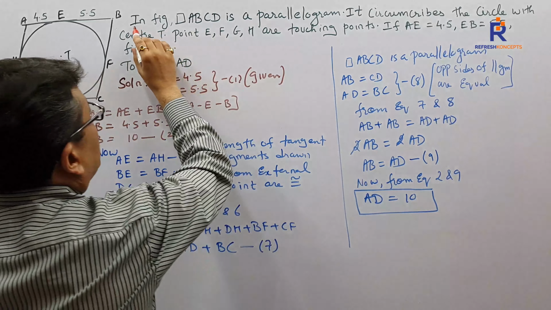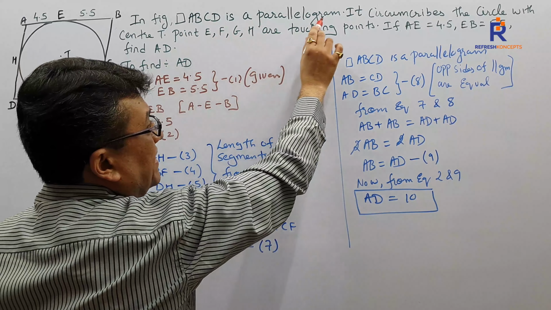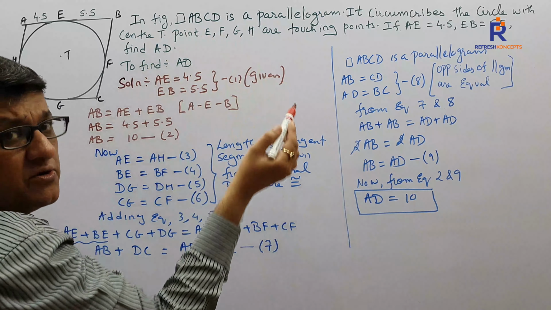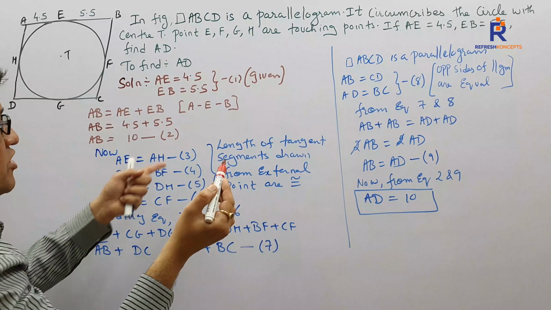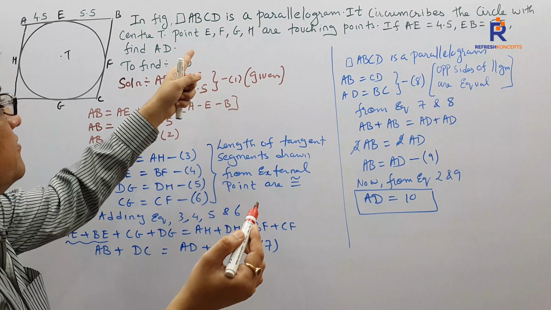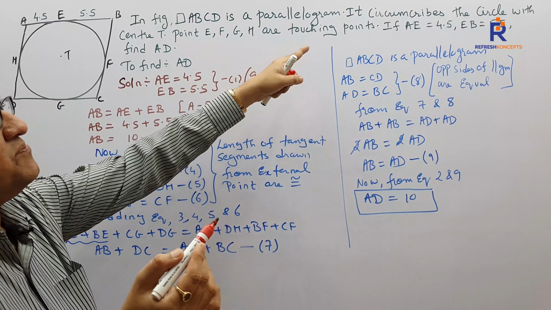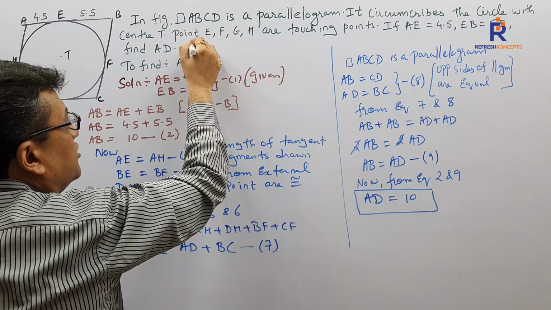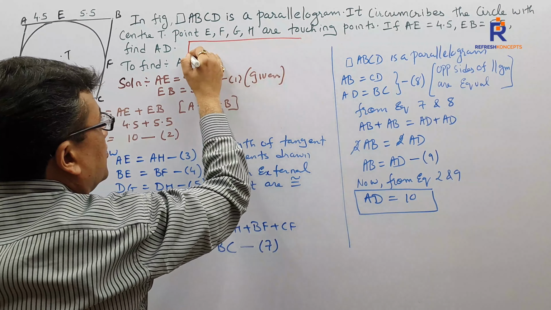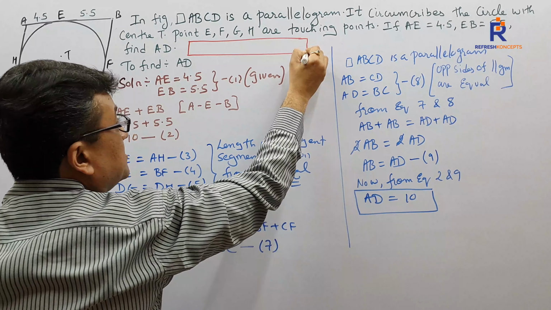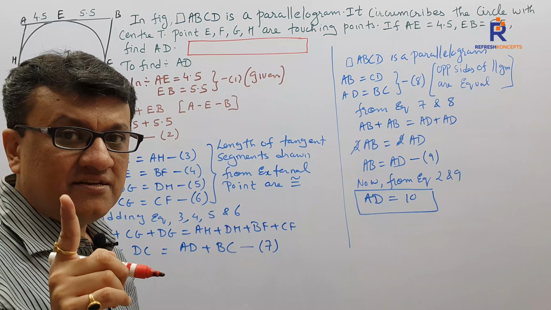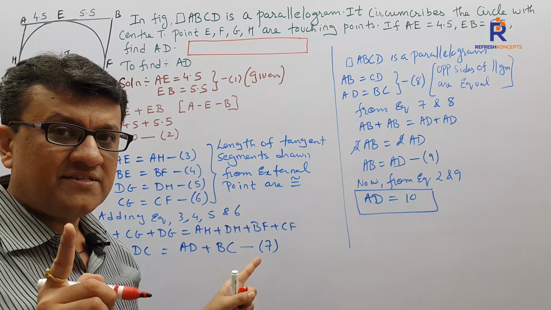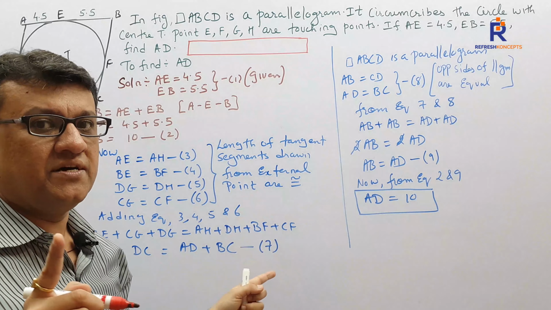They shall give you a quadrilateral ABCD which is a parallelogram. It circumscribes a circle with center T. Even the center is not required, you can see I have not utilized it anywhere. Points E, F, G, H are touching points. Prove. So I'm writing with a different marker, mind you. This is an altogether different question, but our answer is the same.